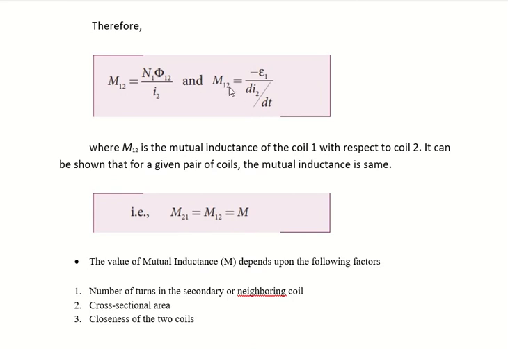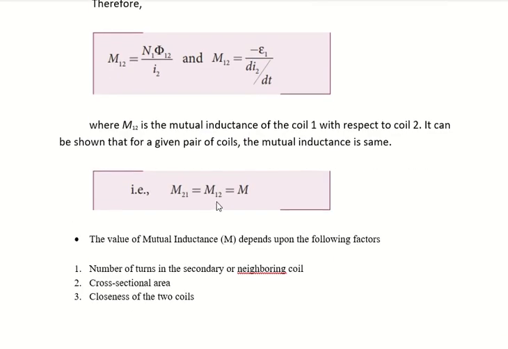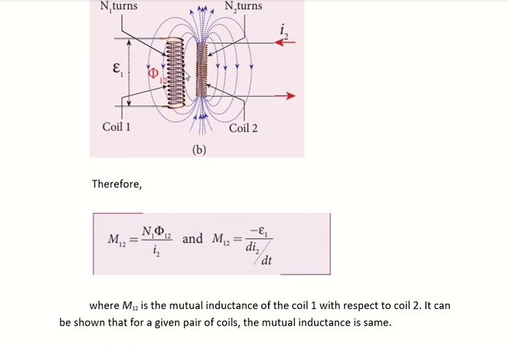Similarly, if you write M12, this is the EMF induced in the first coil by dI2 by dt. Current is I2. And this coefficient of mutual induction for the same circuit has the same value, that is M21 equal to M12 equal to M. If you are passing current in the first coil or if you are passing current in the second coil, whatever it may be, the mutual inductance between these coils will have the same value. M12 and M21 equal to M. And the value of mutual inductance depends upon the following factors: number of turns in the secondary or neighboring coil, then area of the coil, and closeness, how close it is. These are the three factors it depends on.